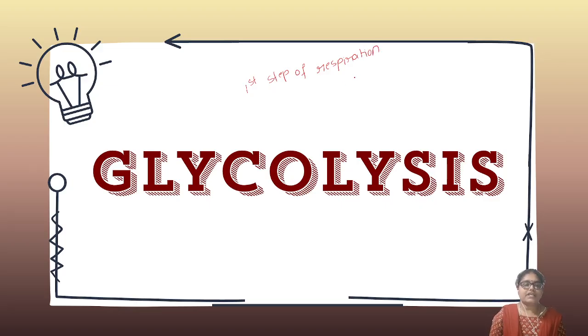Respiration is the process where complex carbohydrates are broken down into simpler molecules and release energy to do some work. In respiration, there are 4 sequential steps: glycolysis, the first step, then an intermediate reaction, Krebs cycle, and electron transport chain.